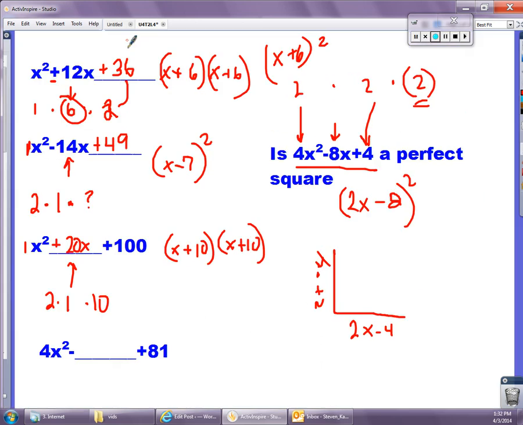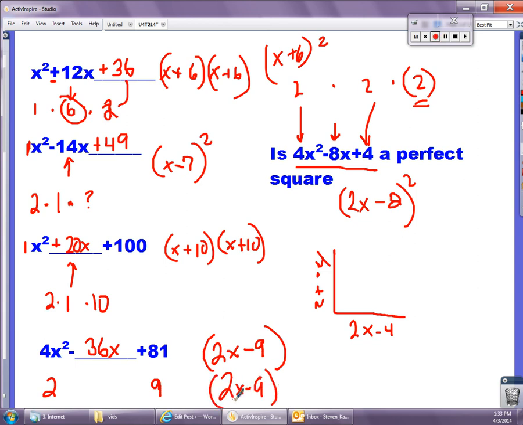plus 100. Here, the square root of 4x squared is 2x. Square root of 81 is 9. So remember, 2 times 9 and then times 2 again is 36. So this is minus 36x. And since it's negative 36x, we're going to say that the factored form is 2x minus 9 times 2x minus 9. Or in other words, you could just say 2x minus 9 squared.